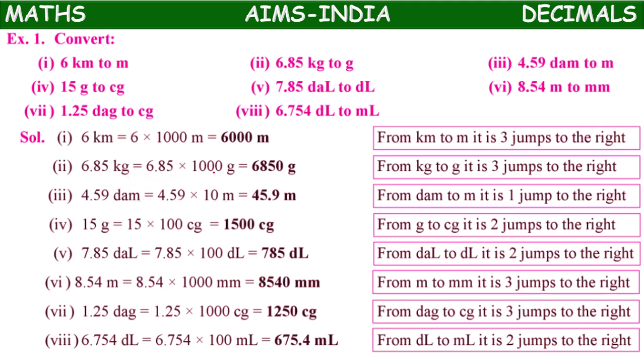Next, 15 grams to cg. Here we have 15 grams, and we have to convert into cg. What is cg? cg means centigram. So actually, cg means centi.